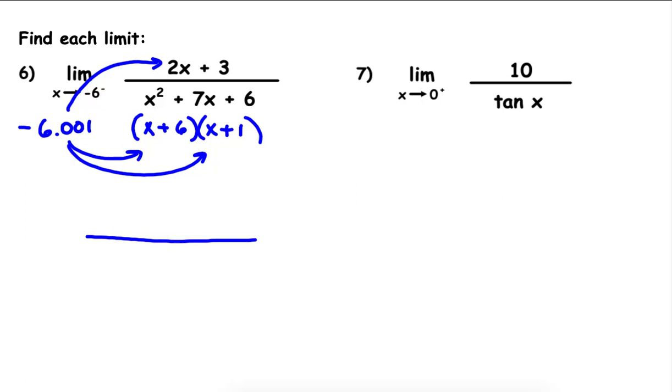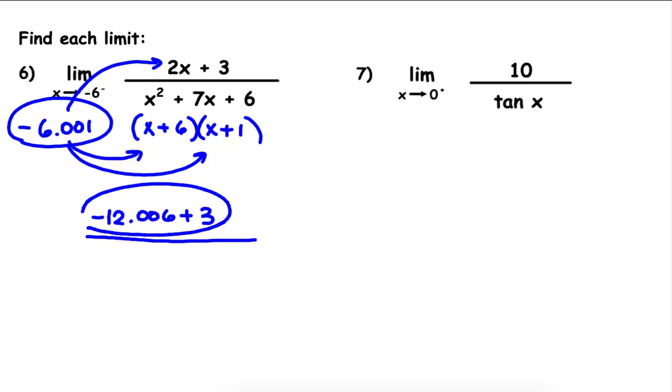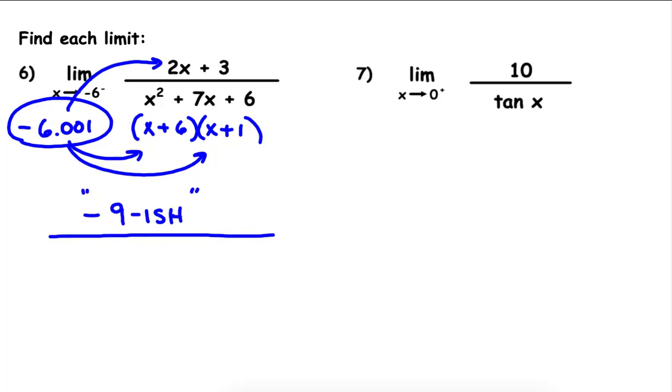When you take the negative 6.001 and plug it into the numerator, you're still going to be very close to negative 9. In fact, moments ago, I don't know if I put the negative on the 9. I apologize. It should be right around negative 9. It's going to be negative 12.006 plus 3. That might as well be negative 9. That's negative 9.006. The closer you get to negative 6, the more zeros you have, the closer this is going to get to negative 9. I'll just call it negative 9-ish, which I realize is not completely mathematical, but it's okay.